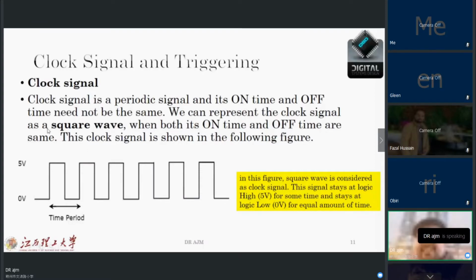This clock signal is a periodic signal, and it has an on time and an off time. On time in the sense that the value is 1 or 5 volts, and off time, which means that the value is 0, or the pulse is 0 here. We can represent the clock signal as a square wave when the on and off times are the same. And this clock signal will show that the period we have on and the period we have off are the same.